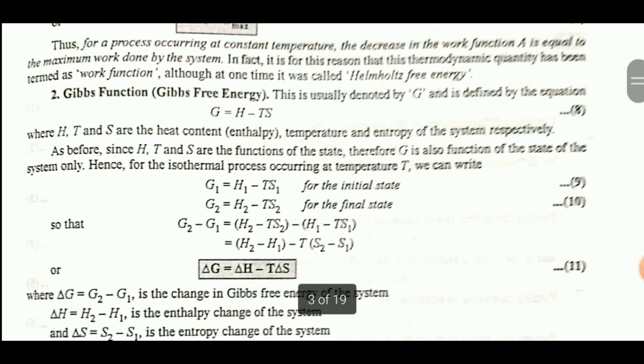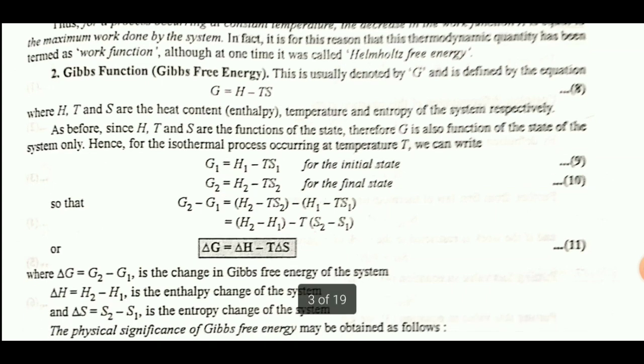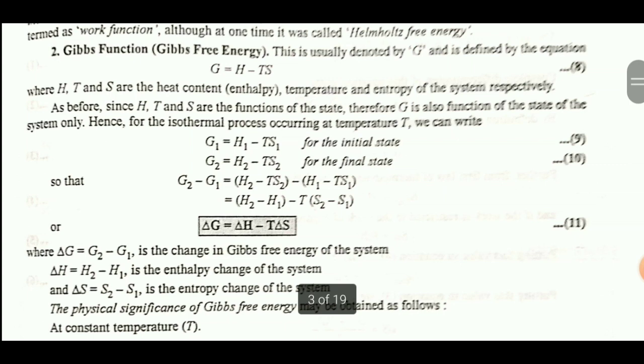Second, Gibbs function. This is usually denoted by G and is defined by the equation G = H - TS, where H, T and S are the heat content or enthalpy, temperature and entropy of the system respectively. As before, since H, T and S are functions of the state, therefore G is also a function of the state of the system only. Hence, for an isothermal process occurring at temperature T, we can write G1 = H1 - TS1 for the initial state, G2 = H2 - TS2 for the final state.